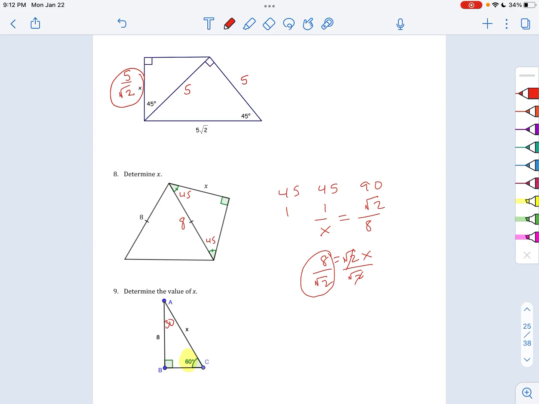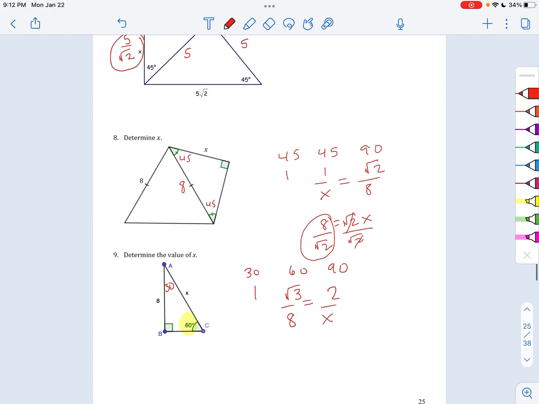For this one, I have a 30, 60, 90 triangle. This means that my ratio should not be 1, 1, root 2, but should be 1, root 3, 2. So across from my 60 is 8, and my x is across from my 90. So I'm going to go ahead and set up my proportion and solve. So x equals 16 over square root 3.